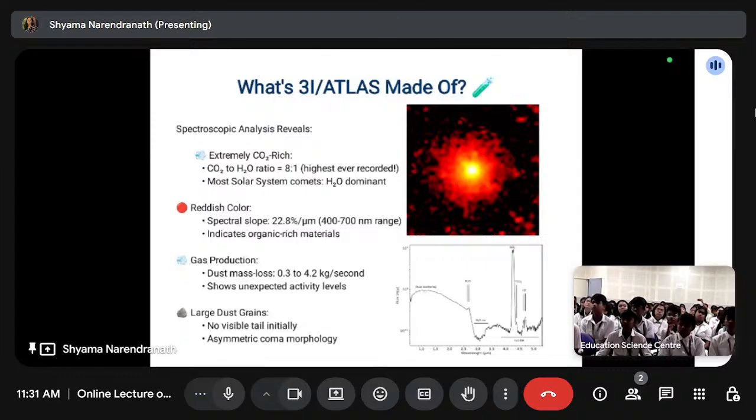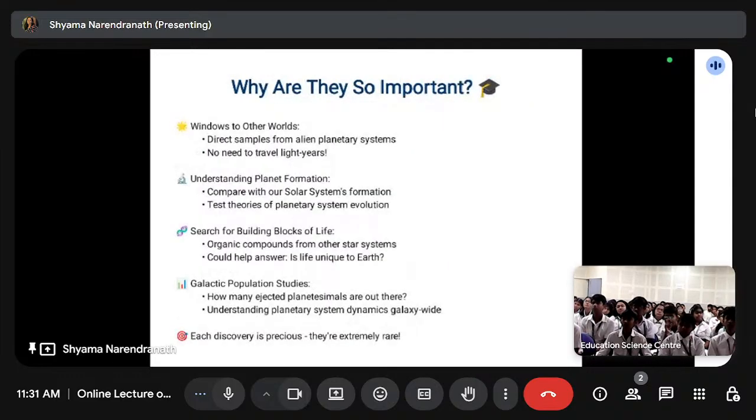There are large dust grains, not visible in the tail initially, but subsequently, when it comes closer to the sun, we're able to see it. And an asymmetric coma, which means that the circle around it is not symmetric. So it indicates its irregularity in shape.